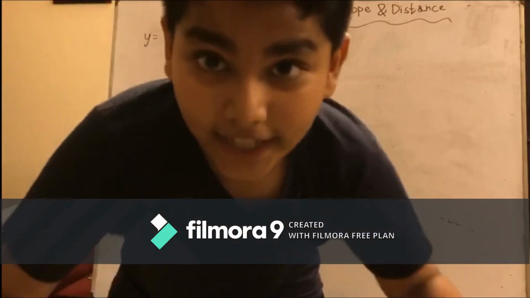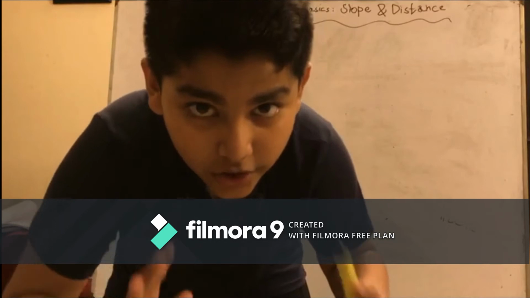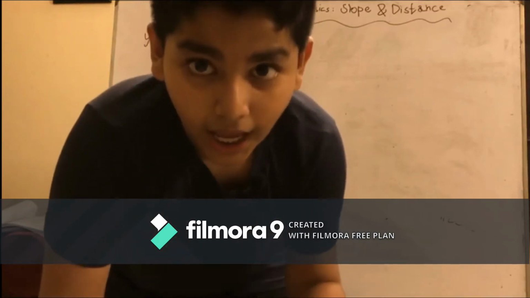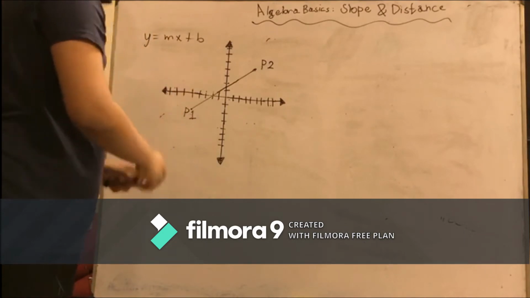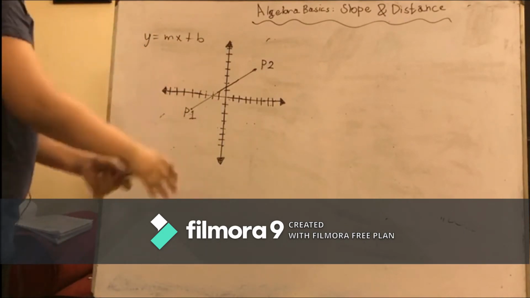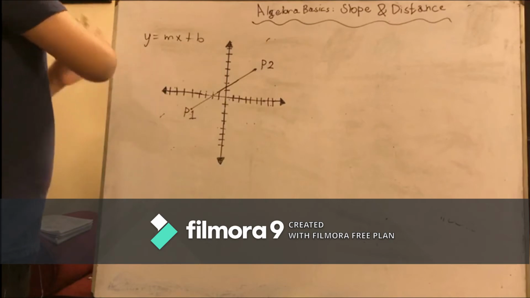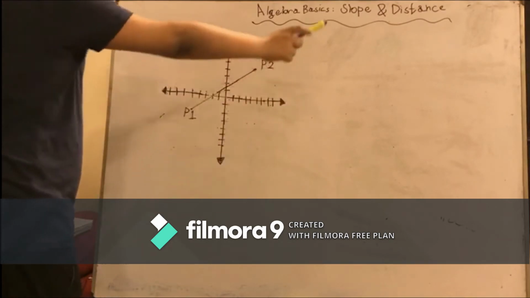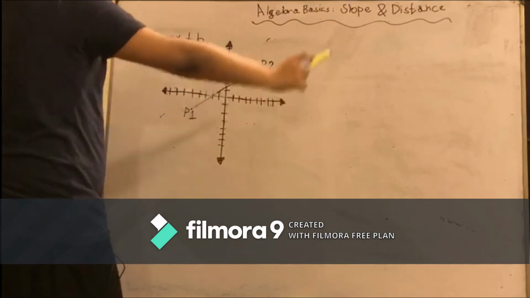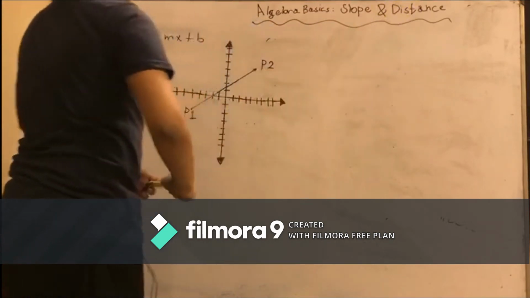Today we are going to talk about slope and distance. In our last video we talked about how y equals mx plus b is the most important equation in all of linear functions. Today we're going to talk about how to calculate the slope and distance between 2 points.